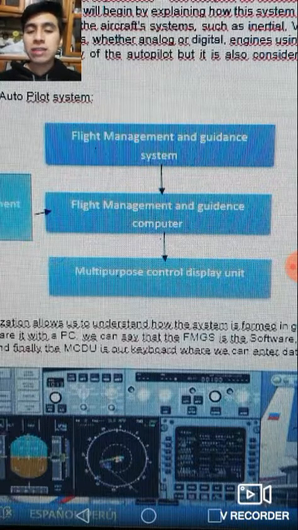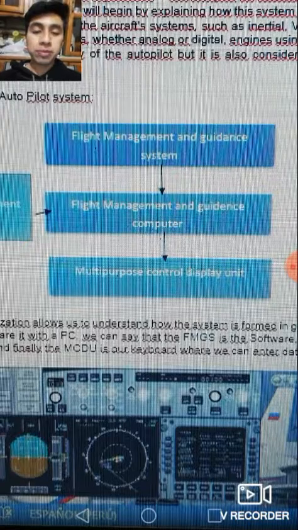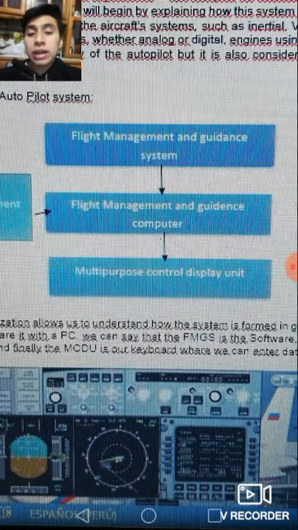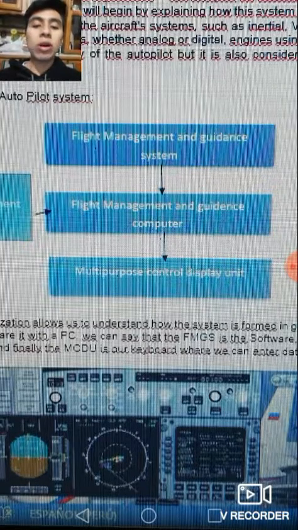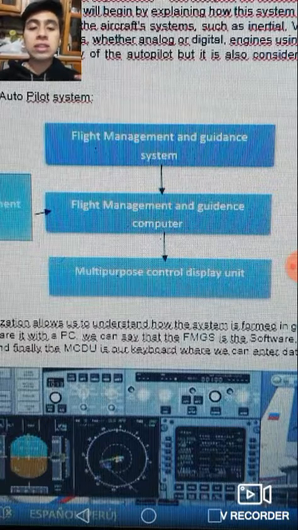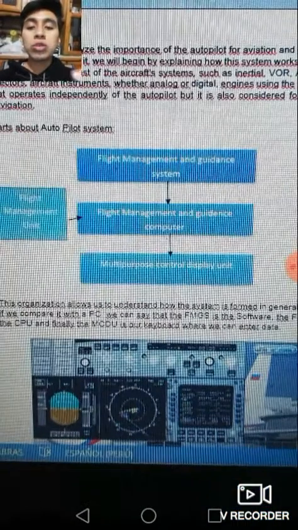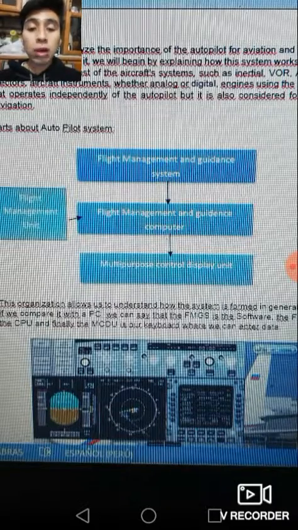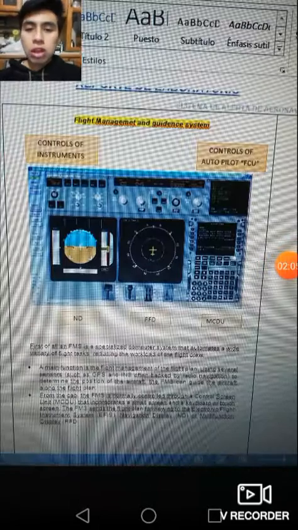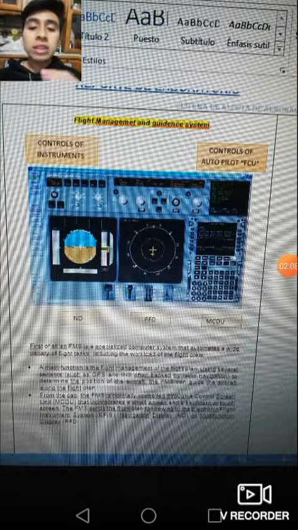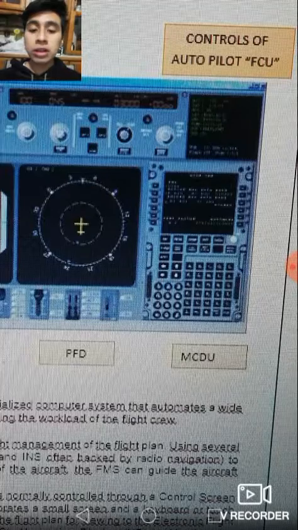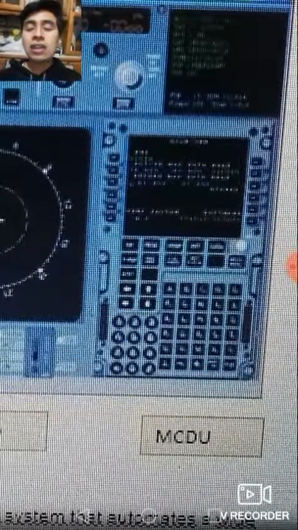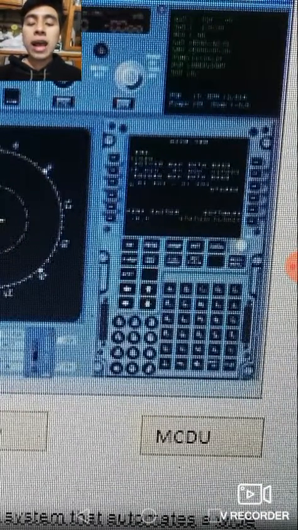When I heard about autopilot a year ago, I didn't know what it was. But then, as I improved my skills about all the systems of the aircraft, I saw it is necessary to relate these topics and this knowledge when you learn autopilot. It is easier when I can see these components. For example, the MCDU, Multi-Purpose Control Display Unit. This is similar to the keyboard in your house.